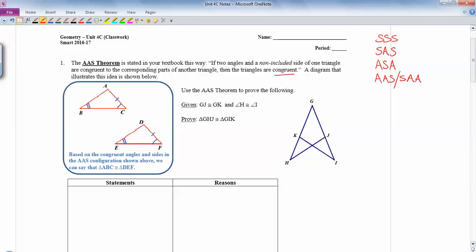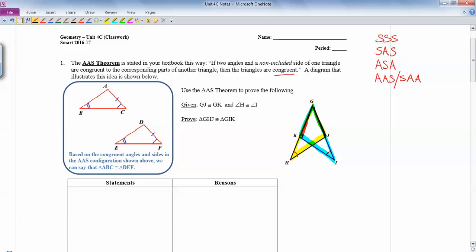Okay, so the question is to prove this. We've got GJ, that's this part, is the same as GK, that part. And angle H, this angle down here, is the same as angle I down there. And the goal is to prove that GHJ, which is this triangle, is the same as GIK, that triangle. So they overlap. So I'm going to draw the two triangles by themselves, the two ones that we're trying to prove.